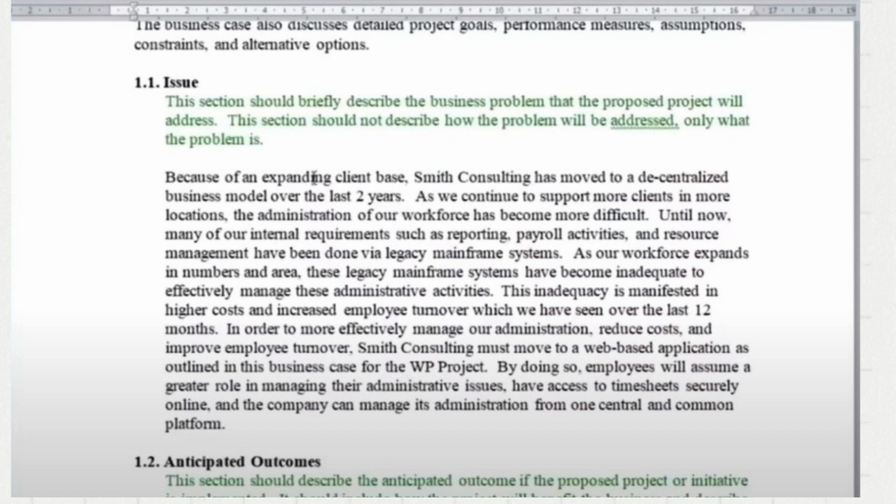Due to an expanding client base, Smith Consulting has moved to a decentralized business model over the last 2 years. As they continue to support more clients in more locations, workforce administration has become more difficult. Until now, many internal requirements such as reporting, payroll activities, and resource management have been handled via legacy mainframe systems. This information gives us an idea about why the project was initiated. There were many decentralized activities being performed, but now they want to centralize them. Obviously, there is a cost benefit as well.